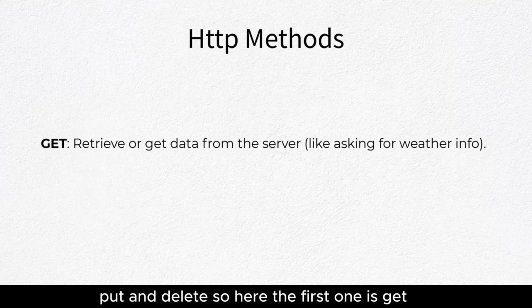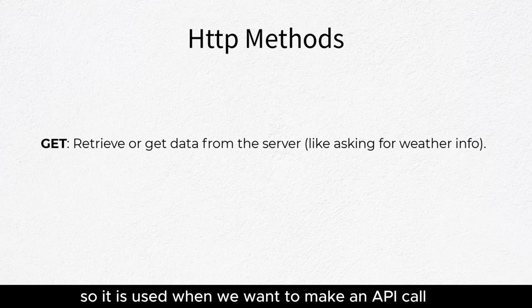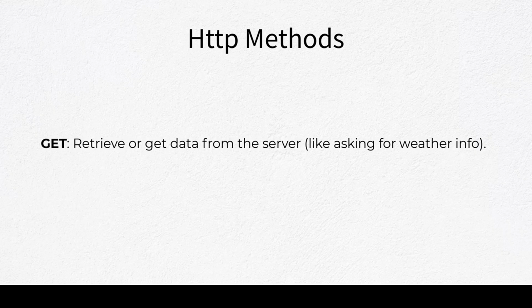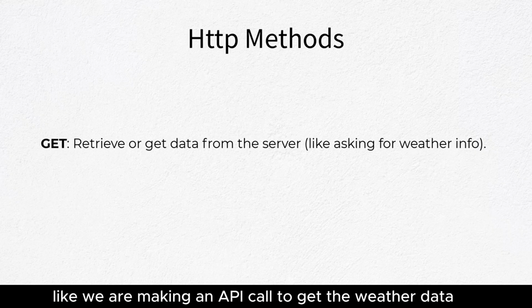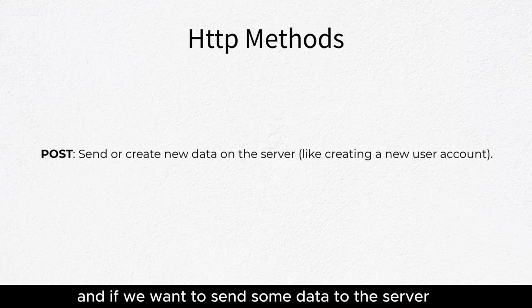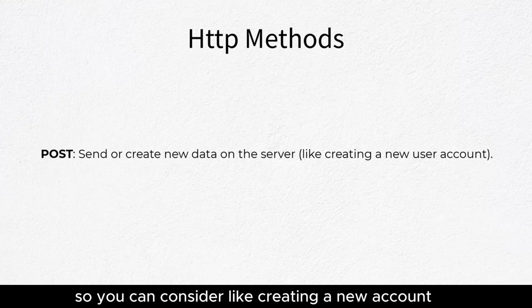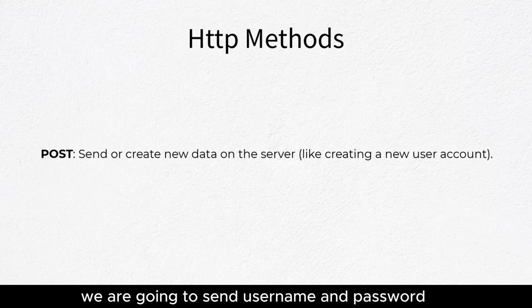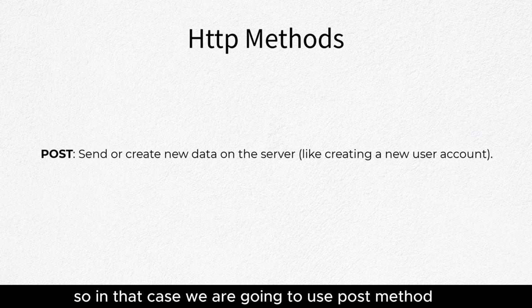So here the first one is get, which is used when we want to make an API call to get some data from the server. Like we are making an API call to get the weather data, so in that case we use the get HTTP method. And if we want to send some data to the server, then we use a method called post. You can consider creating a new account. In that case, we are going to send username and password or email address, so we use the post method.